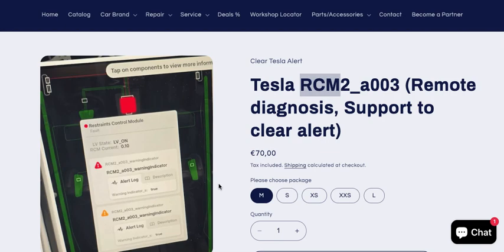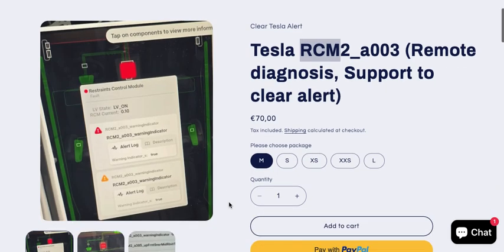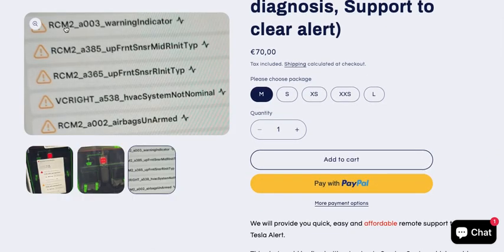we can provide a remote diagnosis. And with the help of remote diagnosis, it's possible to find out what's the exact reason for this alert, and we can help you with how to fix it or how to clear it. So depending on the issue, we could help you. So you could get this kind of alert on the main screen.